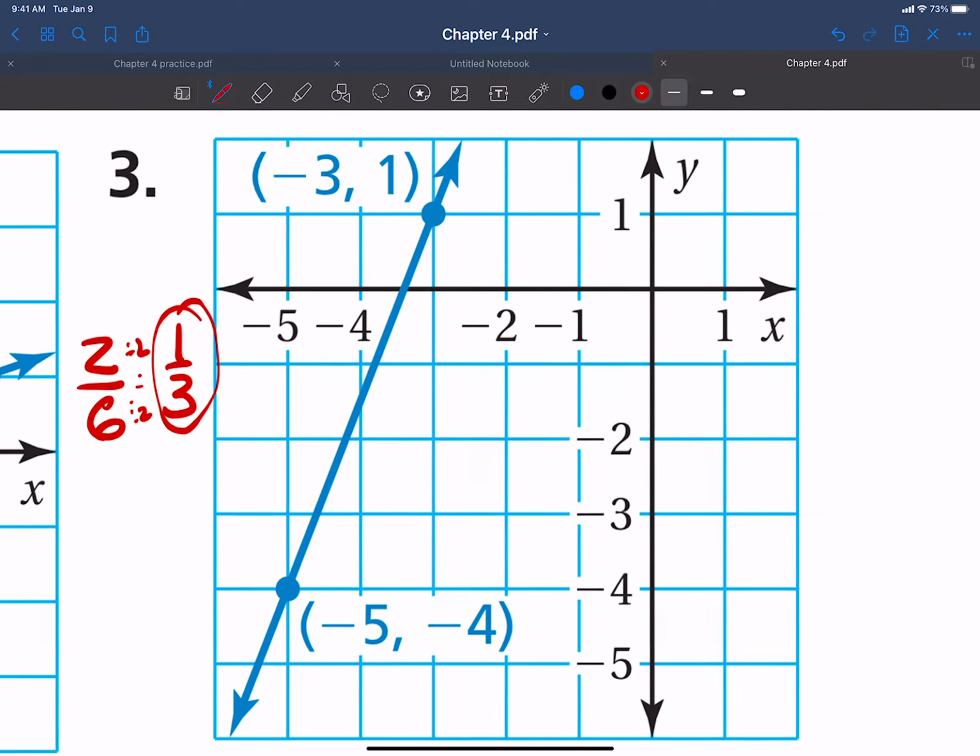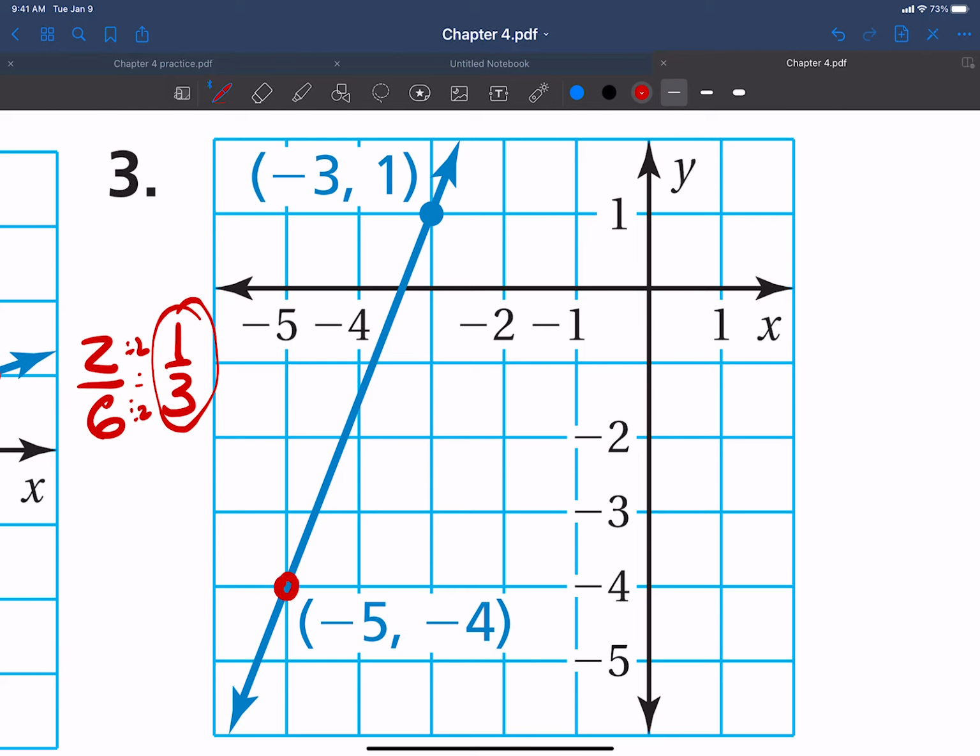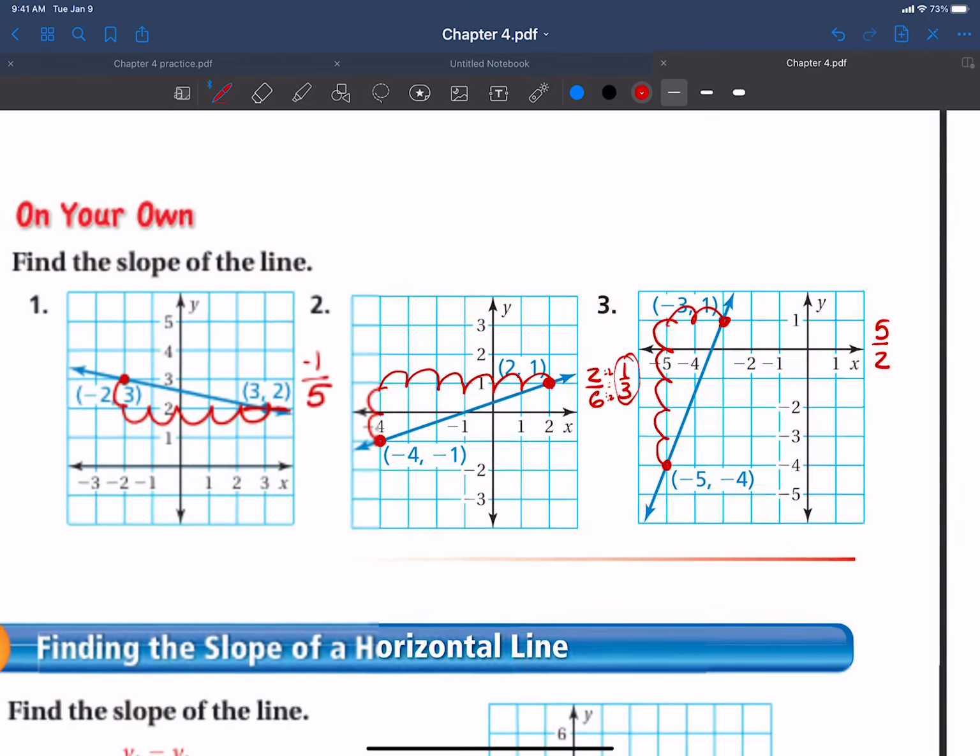And let's do this one last time. How many do I rise to get from here to this level? 1, 2, 3, 4, 5. I go up 5 and then I go over 2. So my slope of that is 2/5, okay?